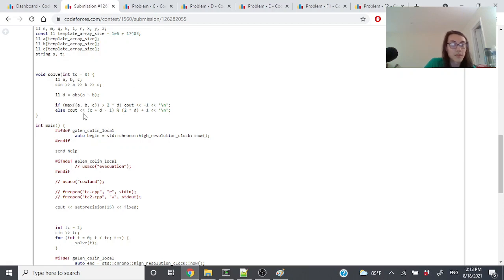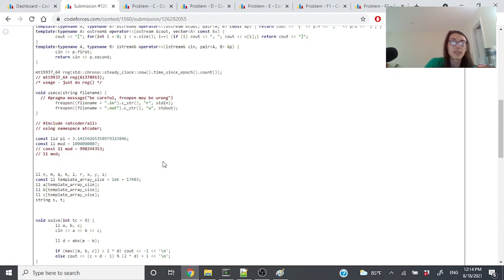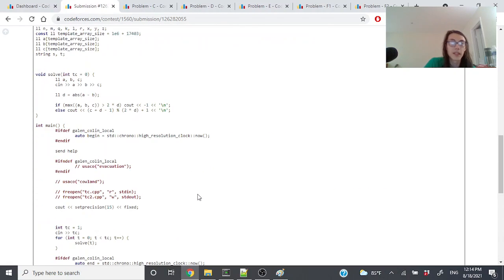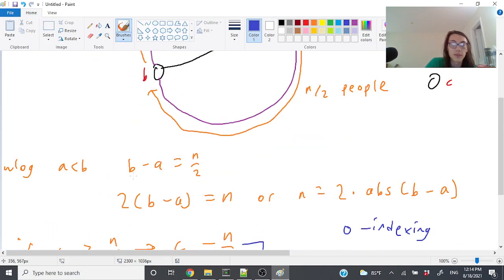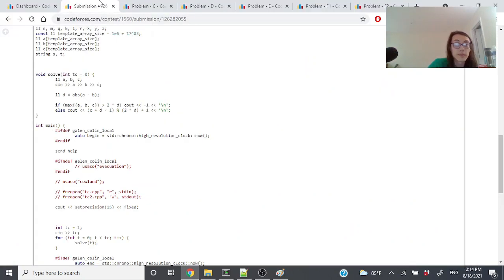So the maximum, yeah. By the way, you can take the maximum of more than 2 elements by doing this. It's kind of cool. Also, just to make sure it's clear that d is not n. d is half of n. It is the difference between a and b, which, as we've deduced, is n over 2. And because n is even, this is fine.